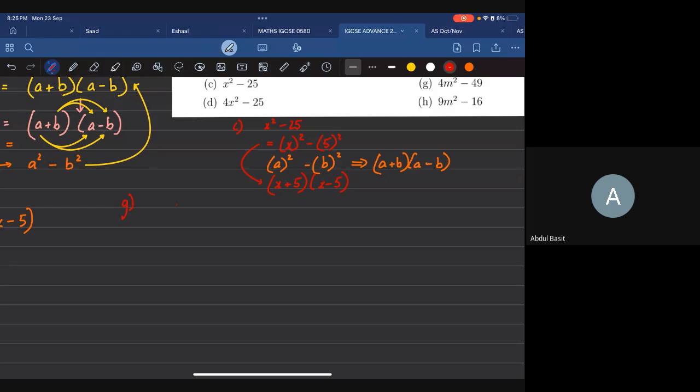All right. Who's going to tell me the answer for G? Raise your hand. Okay, Fahad was the quickest. So Fahad, yes. Sir, 2m minus 7 and 2m plus 7.